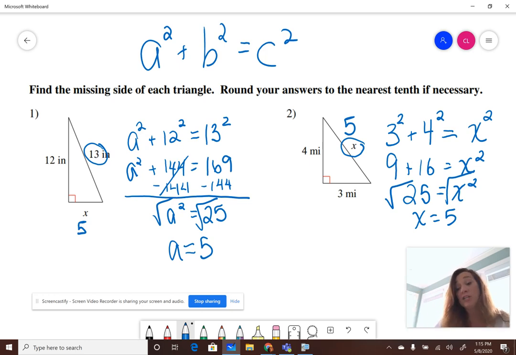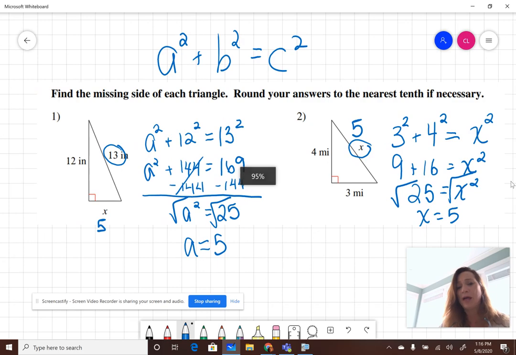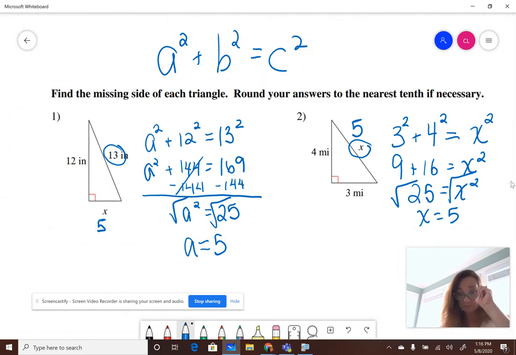Okay, these are actually both examples of Pythagorean triples. If you know your triples, it does make your life a little bit easier because they do tend to show up quite often. So the first triple was a 5, 12, 13 triple, and the second triple was 3, 4, 5. And 3, 4, 5 is probably one of the most popular ones.